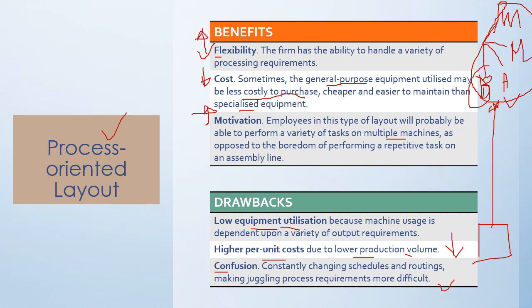Okay, customer 1 comes to print the magazine, customer 2 comes to print the assignments, customer 3 comes to print the banners. So the production flow might be different for each type of output here. So it will cause confusion to the employees on how to handle all these customers' orders.